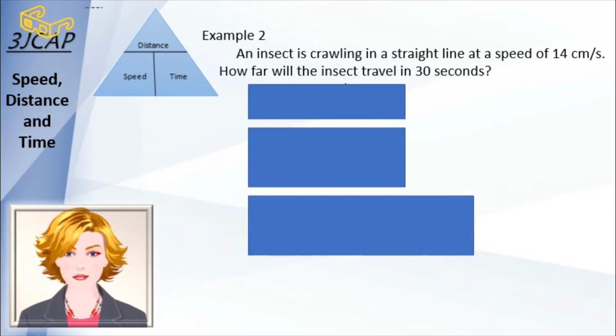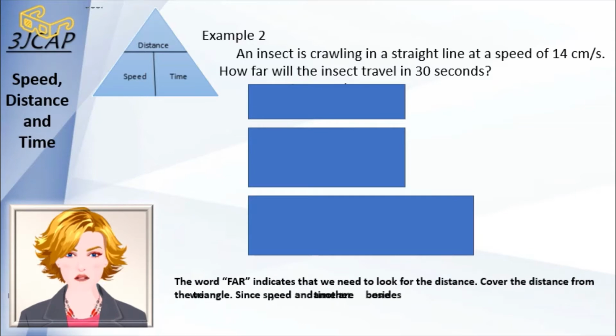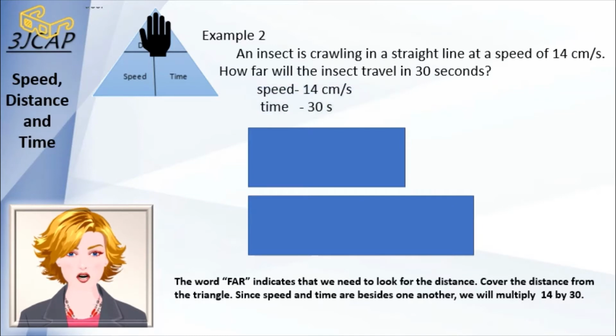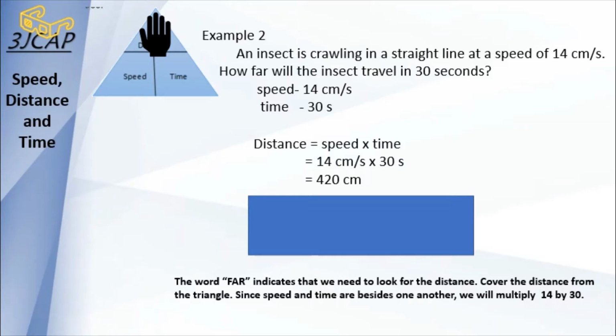Example 2. An insect is crawling in a straight line at a speed of 14 centimeters per second. How far will the insect travel in 30 seconds? The word far indicates that we need to look for the distance. Cover the distance from the triangle. Since speed and time are beside one another, we will multiply 14 by 30.